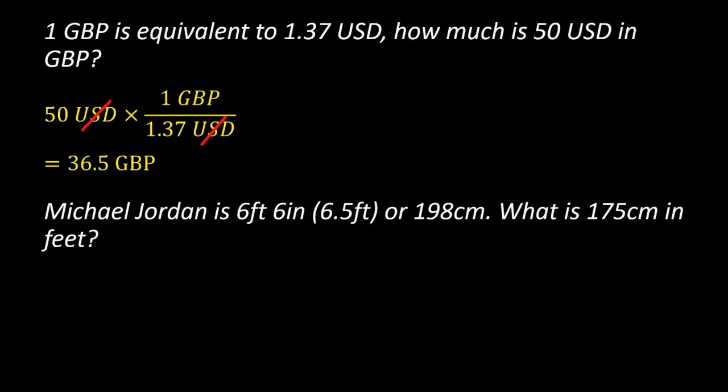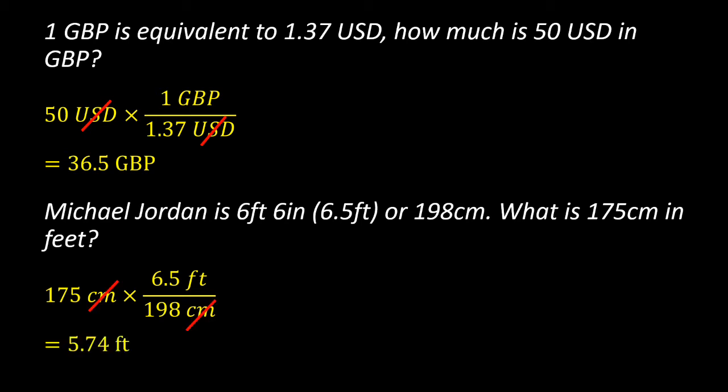Do you know Michael Jordan? Arguably the best basketball player ever. We know that he is 6 foot 6 inch tall. That is 6.5 feet or 198 centimeter. How can we use this information to convert 175 centimeter into feet? It's not much different from previous examples. We just need to multiply 175 centimeter by 6.5 feet over 198 centimeter, and we will get 5.74 feet.